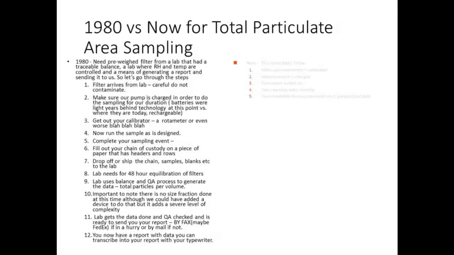You can read through this yourself, but from calibration of the pump to flow rates to making sure you have the right filter, make sure that you run the samples the right amount of time, complete your sampling event, fill out your chain of custody. Again, I think everybody here is very familiar with this. Drop it off at a FedEx location or a UPS location, in and out, back to the lab. Lab gets it. Sometimes there are errors where they can't read your writing on the chain of custody. And again, it's just all of these things.